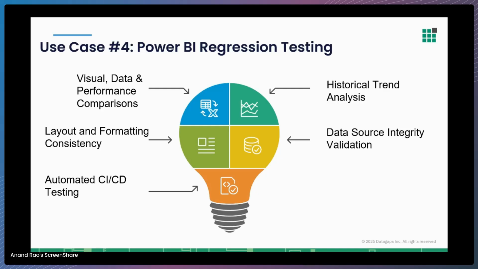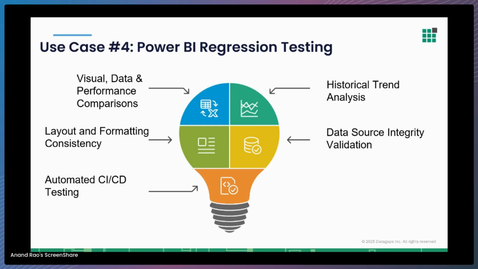Validating the data sources, so ensuring any source data changes do not break the calculations, the aggregations, or any business logic. Ensuring the layout consistency, so verifying that the report design, the filter placements, the interactivity, and the formatting remain intact. And finally, of course, is the CI/CD, the continuous integration, continuous development integration. So running these automated tests whenever a change is deployed helps detect the regressions early.